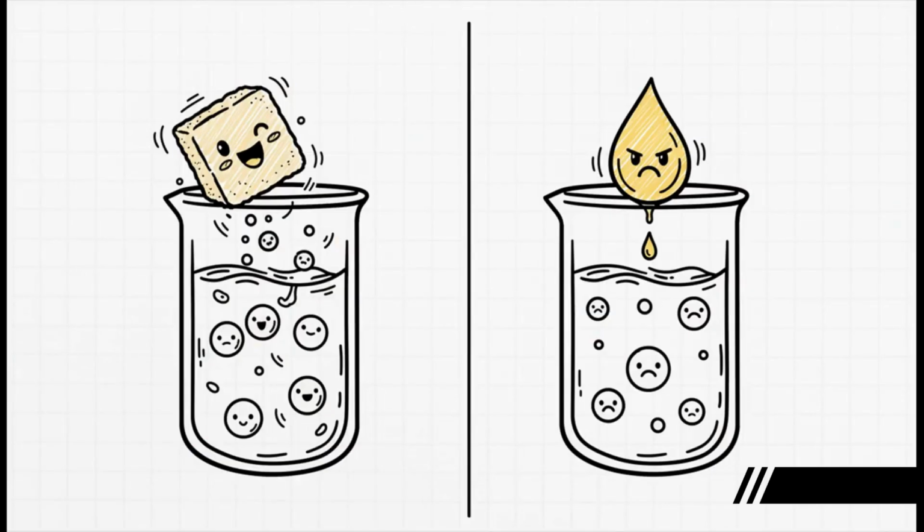Oh, and just a quick side note on what dissolves in what. The golden rule here is like dissolves like. It's pretty simple. Polar things like sugar and salt dissolve really well in polar liquids like water. Nonpolar things like oil, they just don't. It's as simple as that.